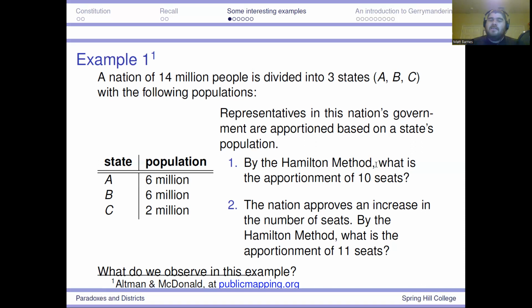But to give you a quick idea of what happens, when we run it with these numbers, state A is going to get 5 seats, state B is going to get 5 seats, and state C is going to get 1 seat. Now, this is interesting because originally state C had 2 seats, right? And then we increased the number of seats, and all of a sudden they lost a seat. So they gave one of their seats away, and then the extra one also went to somebody else.